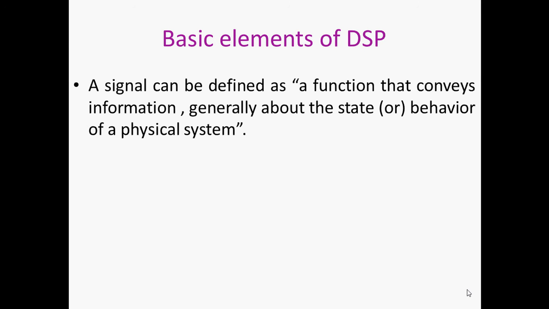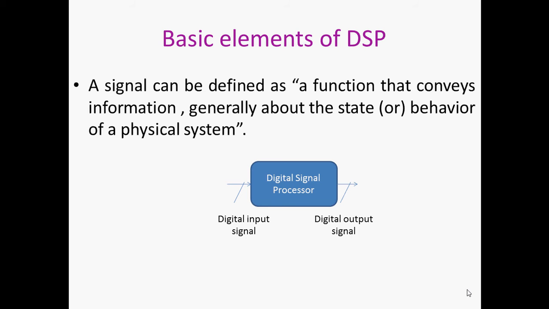Basic elements of DSP. A signal can be defined as a function that conveys information generally about the state or behavior of a physical system. The digital signal processor, which is used to process the digital signals, may be a large programmable digital computer or a small microprocessor program system to perform the desired operations on the input signals. The processor is capable of processing the digital input signals and give digital signal as its output.